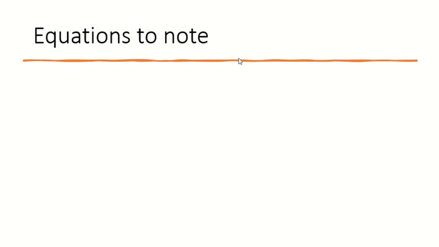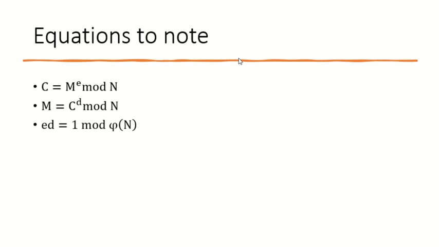Before we start, there are a few RSA equations to note as we will be discussing them throughout this video. There is the encryption equation, the decryption equation, the Euler's totient function, and the equation to generate Euler's phi function, as well as the equation to generate n with its respective primes.